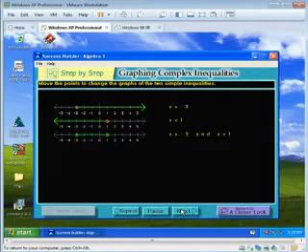Watch what happens to the complex inequality when you move the points on the graphs of the two simple inequalities.